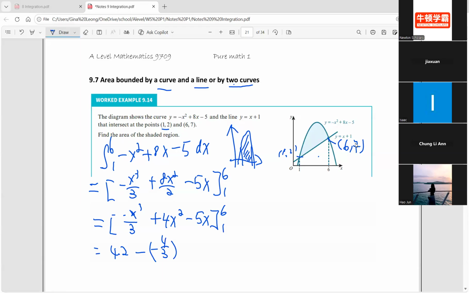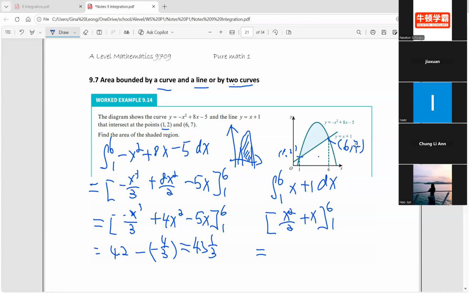Okay, then 42 plus 4 over 3. Okay, 43 1 over 3. I said already, this is the above, right? Above line minus the below line. So you have to integrate something, 6 to 1. This is x plus 1 dx. Okay, we integrate. So this is x squared over 2 plus x, from 6 to 1 again.